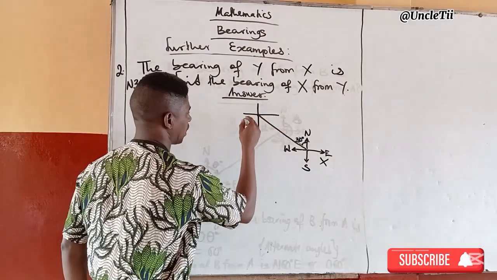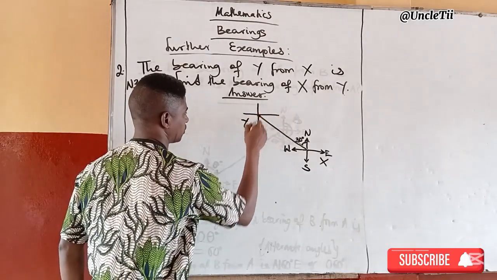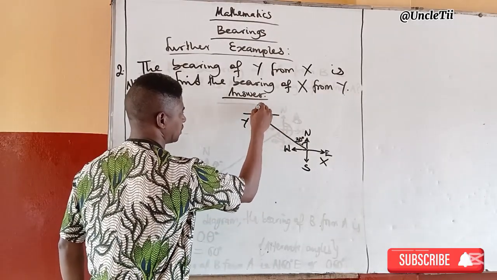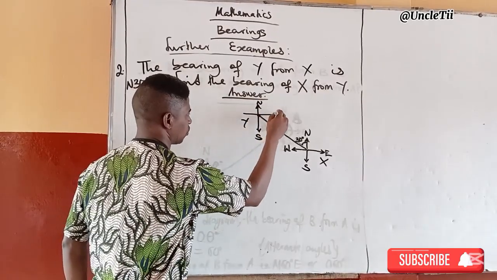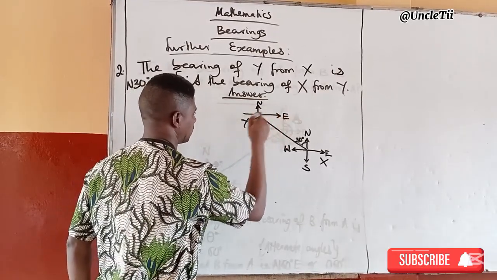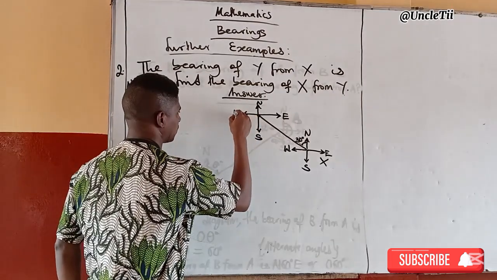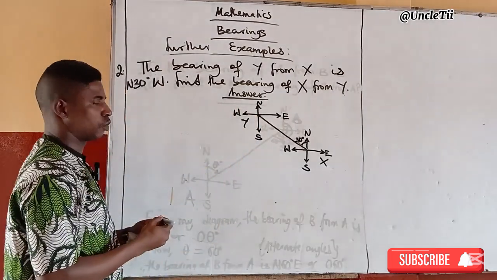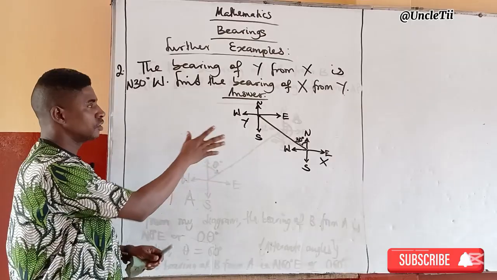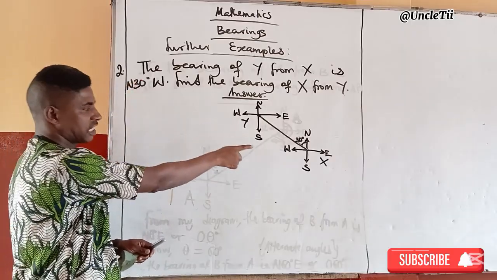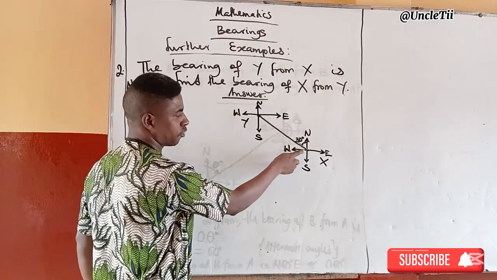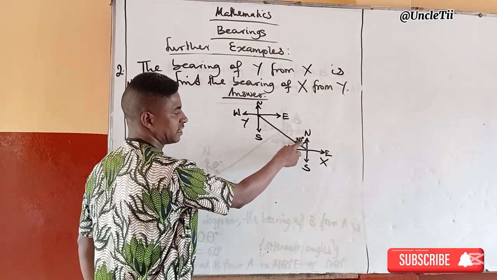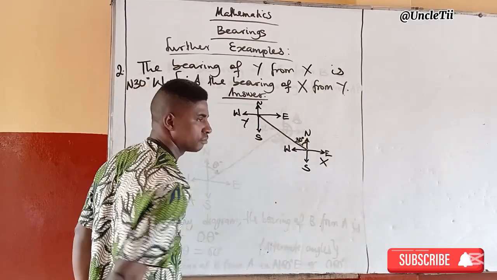We draw another 4 cardinal points at y. This is y. Here is the north at y. Here is the south at y. Here is the east at y. And here is the west at y. So the information given to us has been illustrated. The bearing of y from x is 30 degrees west of north.